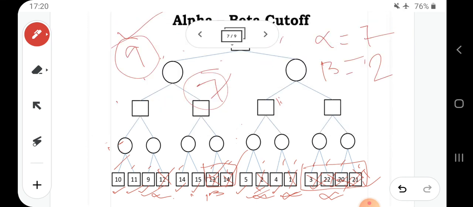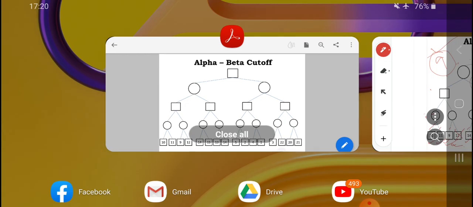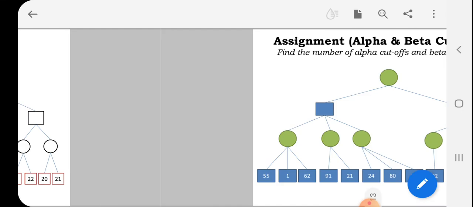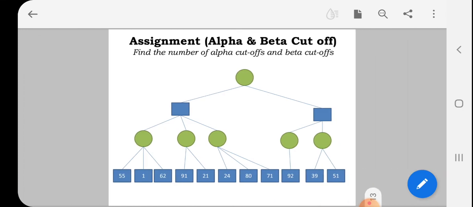So now, coming back to the main slides, based on this particular concept, you can see here all the alpha cutoffs and beta cutoffs are shown, and on the board we have discussed how these alpha cutoffs and beta cutoffs are decided. Now this is an assignment, where you need to find out the number of alpha and beta cutoffs that can be there within this particular game tree.